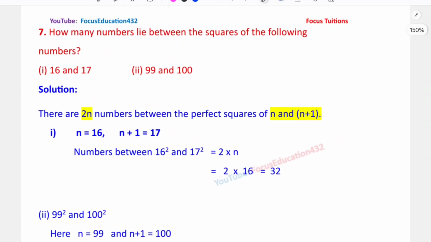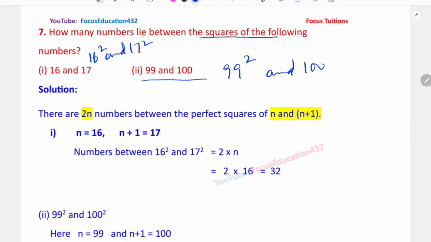Now we have another good question. How many numbers lie between the squares of the following? So we have to find how many numbers lie between 16 square and 17 square, because it is given squares of the following. So how many numbers are there between 99 square and 100 square?